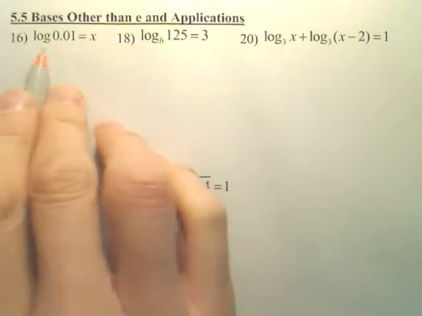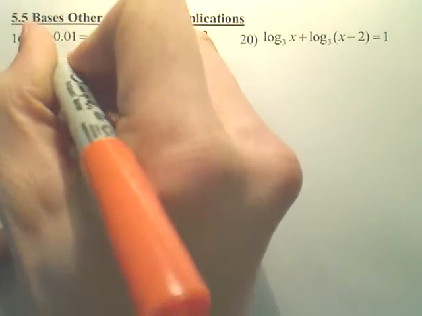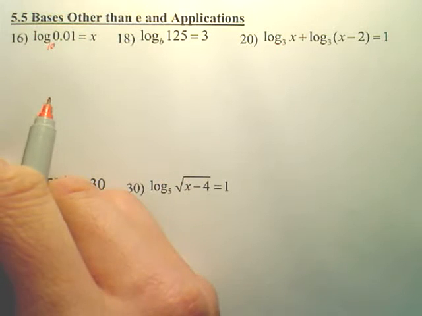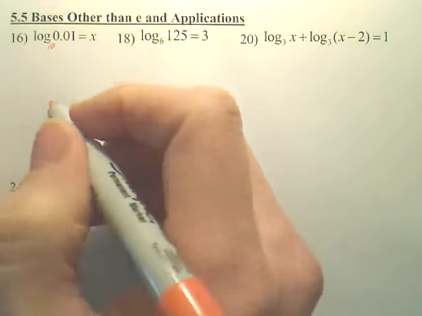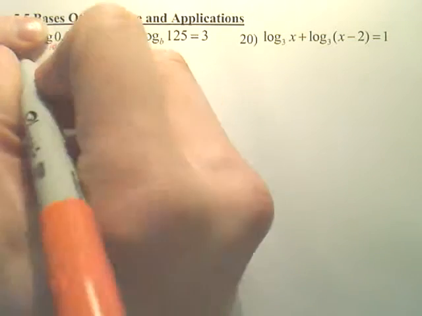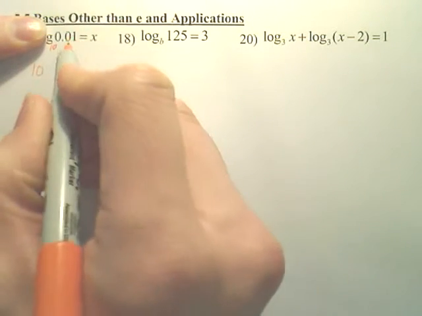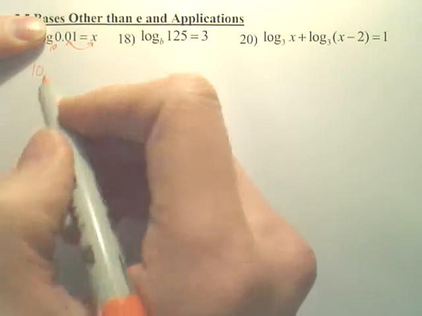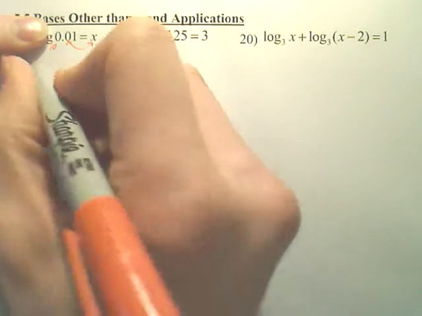If I want to solve this, first thing you have to realize, that's base 10. Anytime there's no base, it's base 10. Then the way I change it is I drop the log, and then I have the 10, and then I switch these two. That's how I do it. I drop the log and switch those two.